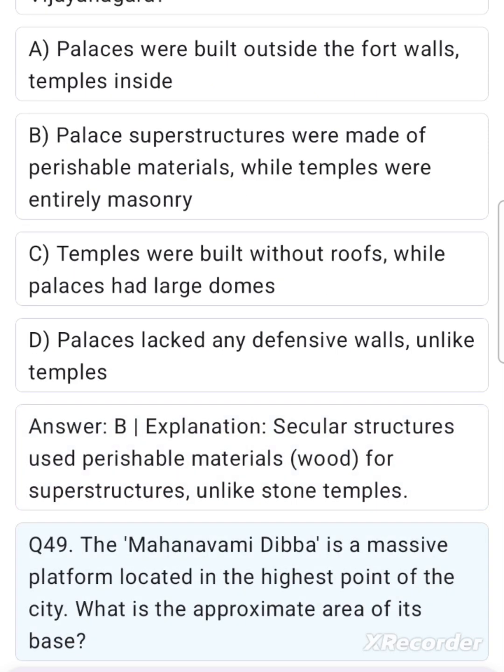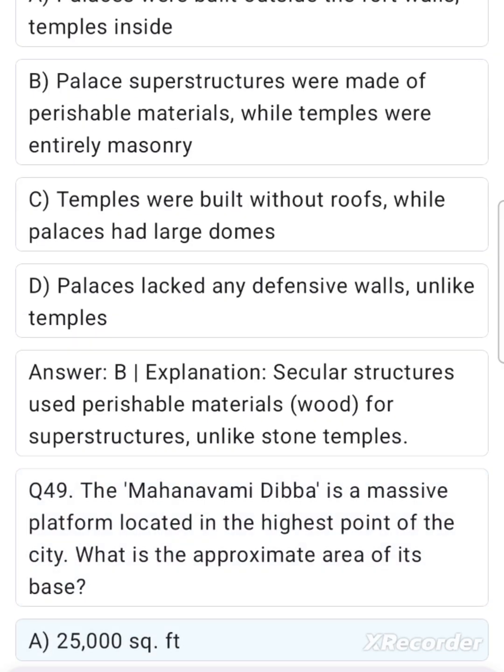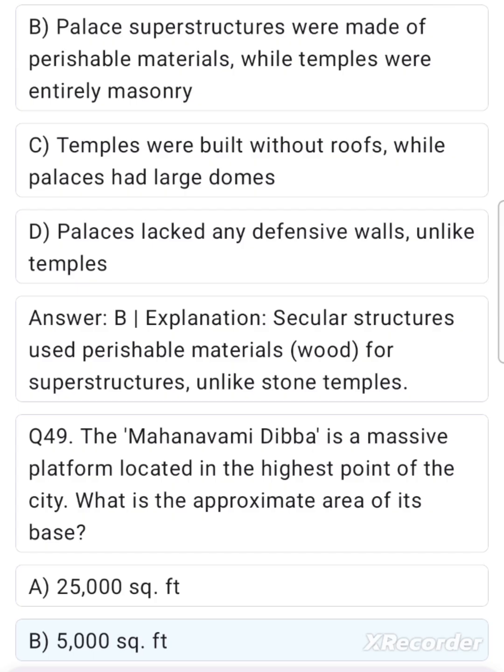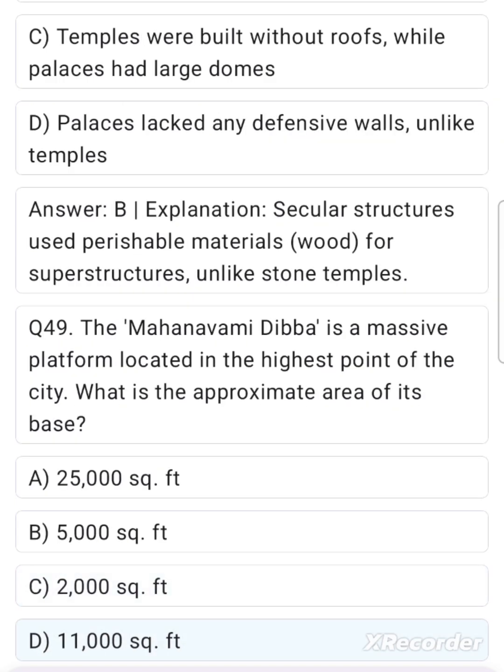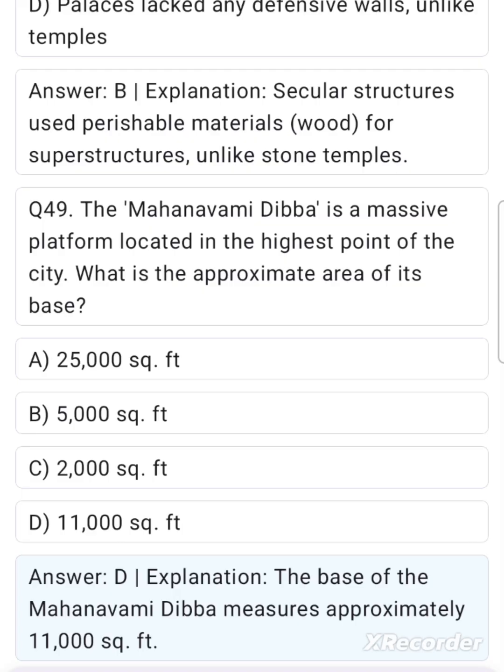Q49. The Mahanavami Dibba is a massive platform located at the highest point of the city. What is the approximate area of its base? A. 25,000 square feet. B. 5,000 square feet. C. 2,000 square feet. D. 11,000 square feet. Answer: D. Explanation: The base of the Mahanavami Dibba measures approximately 11,000 square feet.